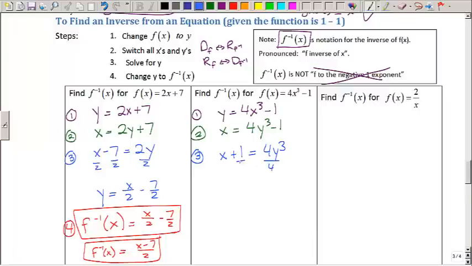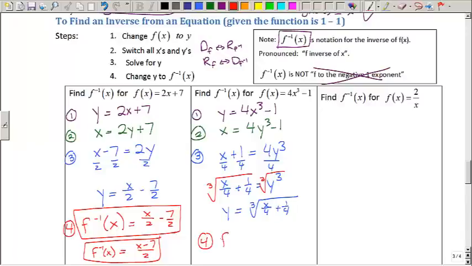Next, I'm going to divide all terms by 4. And lastly, I need to take the cube root of both sides to get y all by itself. So I'm left with y equals the cube root of x over 4 plus 1 over 4. So I've solved for y, but now I need to answer my question in function notation. So f inverse of x is equal to the cube root of x over 4 plus 1 over 4.